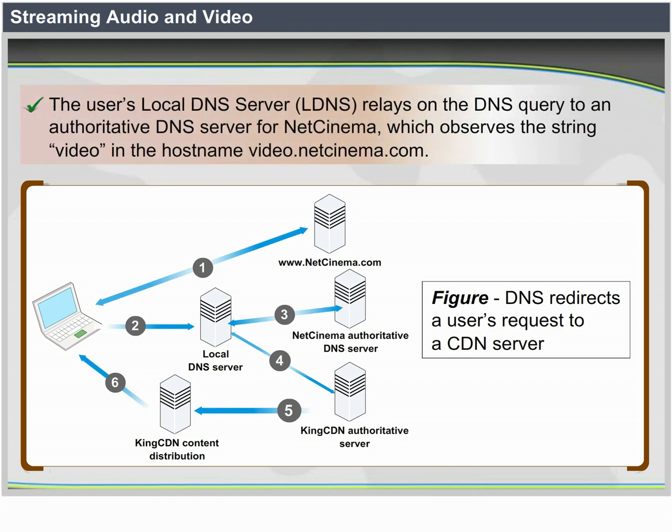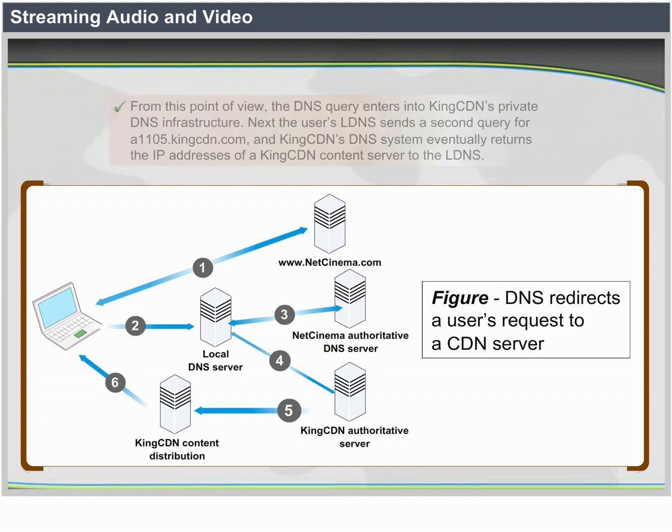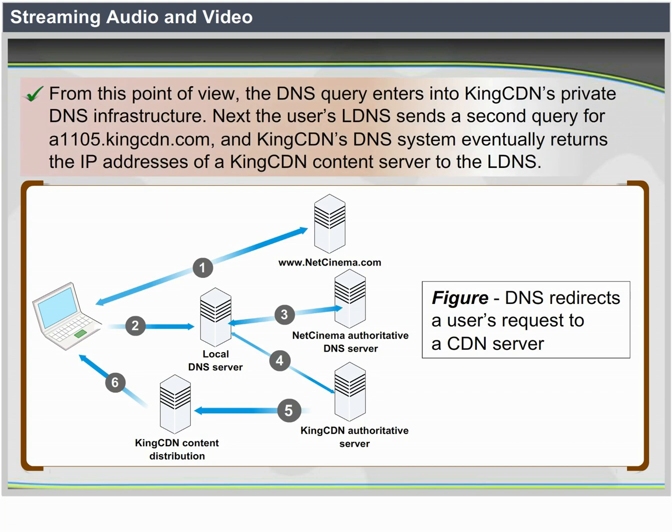The user's local DNS server, LDNS, relays the DNS query to an authoritative DNS server for NetCinema, which observes the string "video" in the hostname video.netcinema.com. To hand over the DNS query to KingCDN instead of returning an IP address, the NetCinema authoritative DNS server returns to the LDNS a hostname in KingCDN's domain. From this point on, the DNS query enters into KingCDN's private DNS infrastructure.